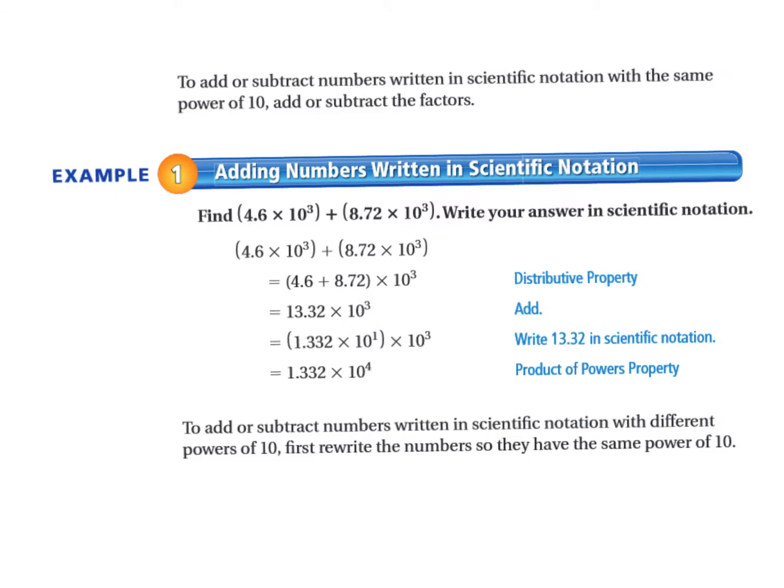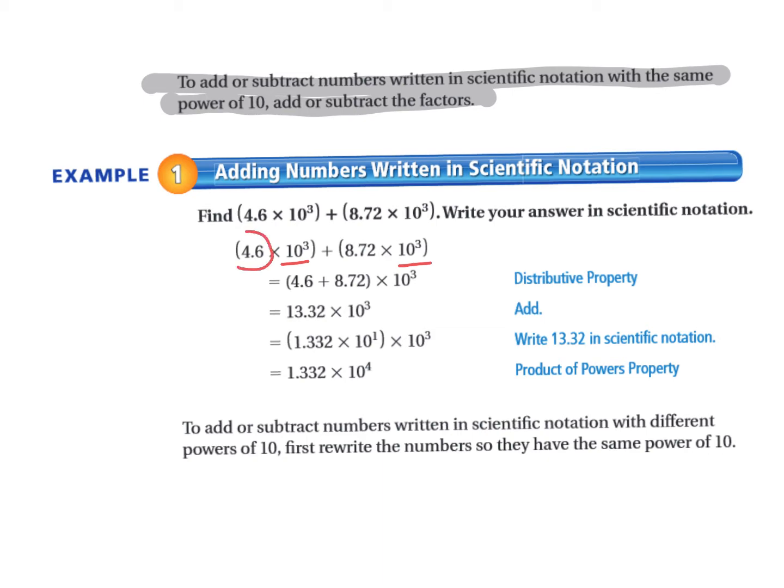So let's get this into our notes right away. We're going to add and subtract. To add or subtract numbers written in scientific notation with the same power of 10, we just add or subtract the factors. So here's an example that we'll go over, and then we're going to do a couple on our own. Here we have an addition problem, but both powers of 10 are the same.